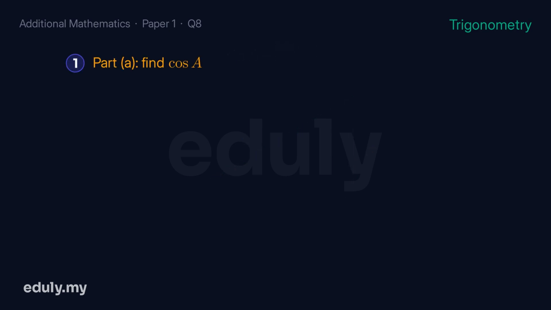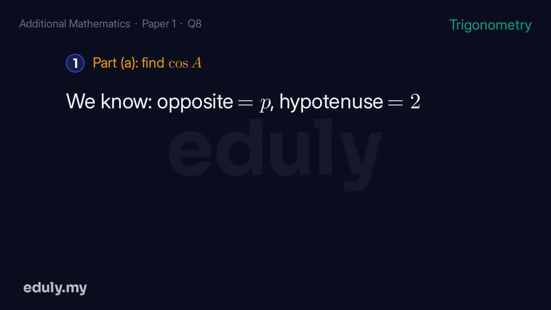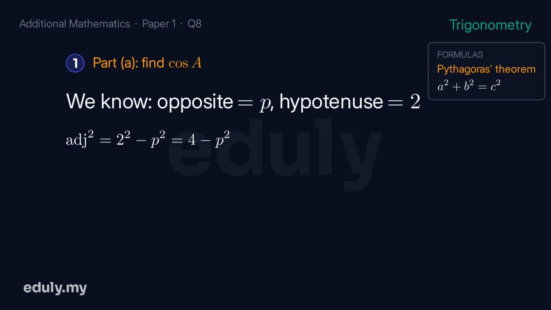Section 1. Find cosine A from the right triangle. We know the opposite side is p, and the hypotenuse is 2. Pythagoras' theorem says adjacent squared plus opposite squared equals hypotenuse squared. Rearranging to isolate the adjacent side, adjacent squared equals 4 minus p squared. Take the positive square root, since we're in an acute triangle.